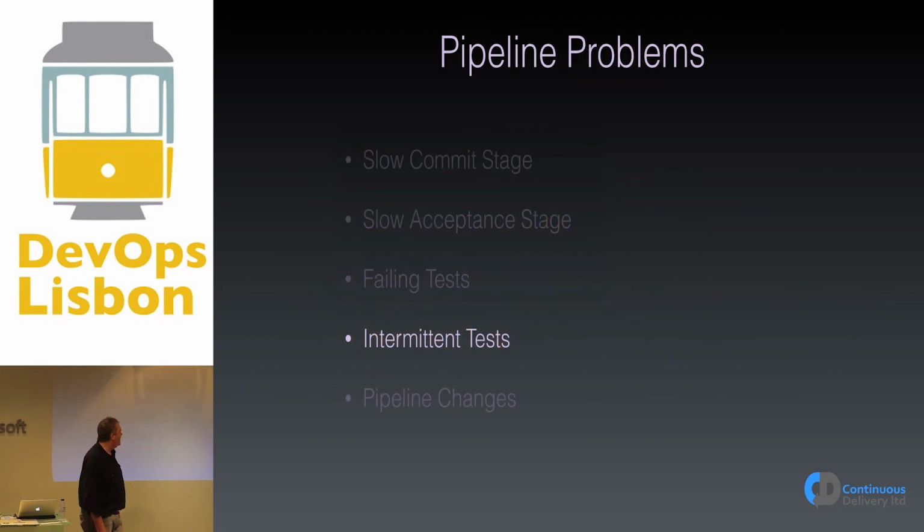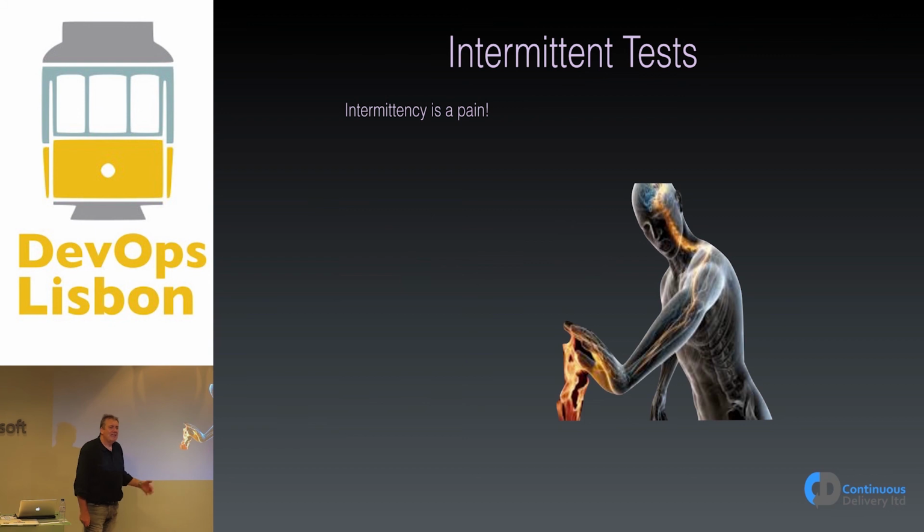Intermittent tests are the bane. This is usually less so in unit tests, though sometimes you get these sorts of things with especially time-based tests, but mostly it's not in unit tests. The real pain for intermittent tests are the bigger, more complicated acceptance tests and performance tests, those sorts of things, and they're a real annoyance.